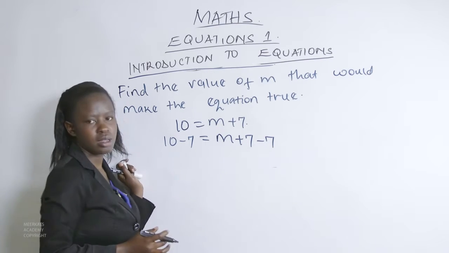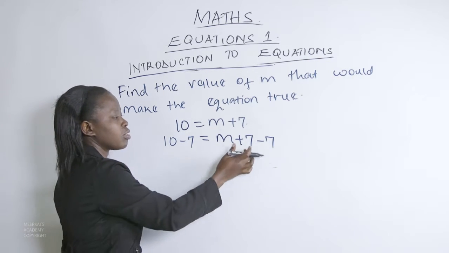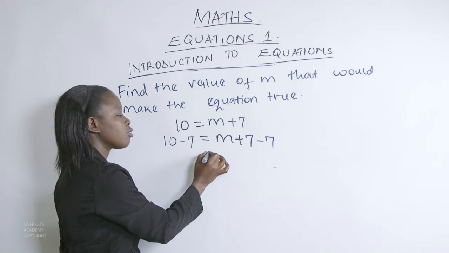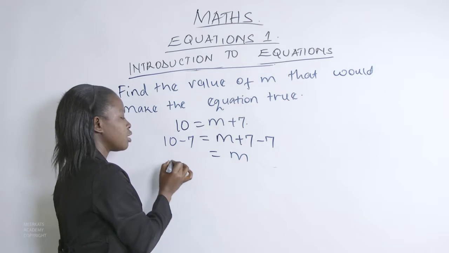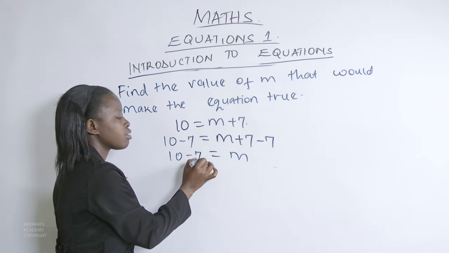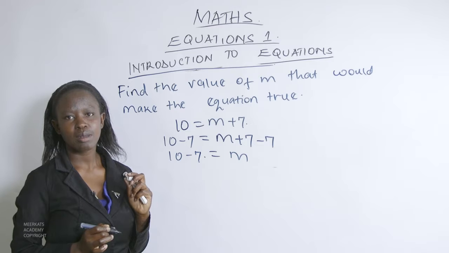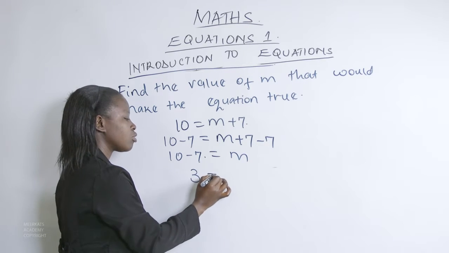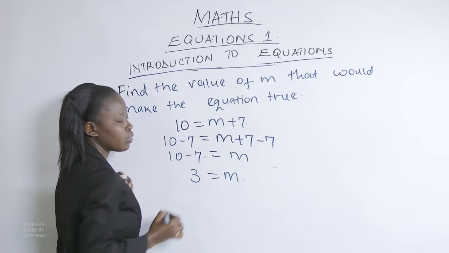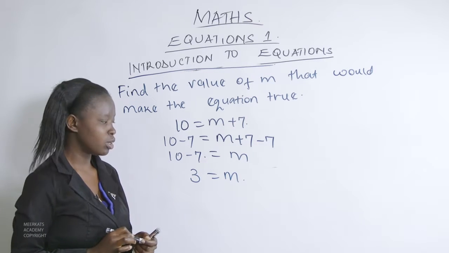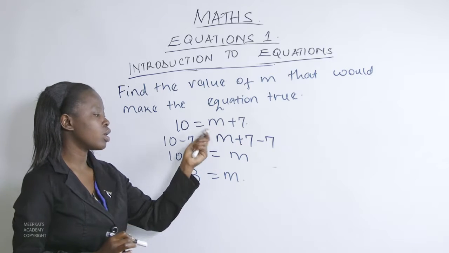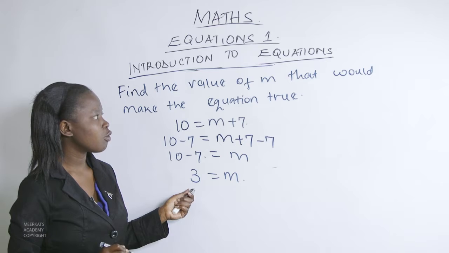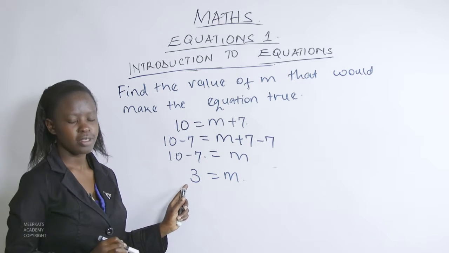7 minus 7 is 0. So I've eliminated 7 on my left hand side, so that I'm left with M is equal to 10 minus 7. What is 10 minus 7? 10 minus 7 is simply 3. So the value of M that makes our equation true is when M is equal to 3. So our value for M in this case is 3.